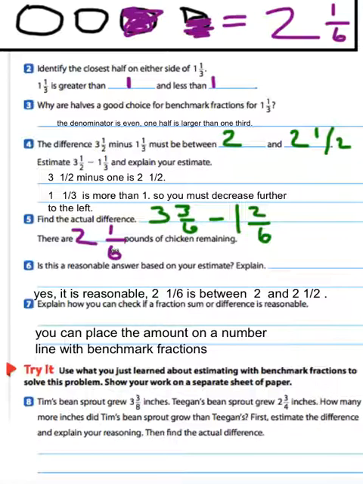Explain how you can check if a fraction, sum, or difference is reasonable. And the answer is that you can place the amount on a number line with benchmark fractions. And if it's within those benchmark fractions, you can say that it's reasonable. When we come back, we'll do number 8. Try it.